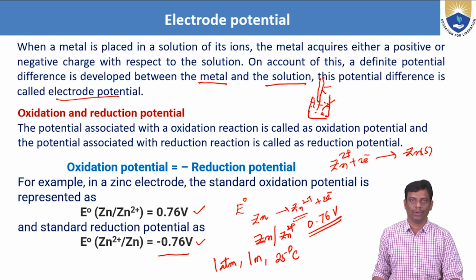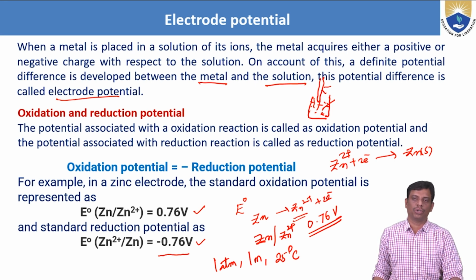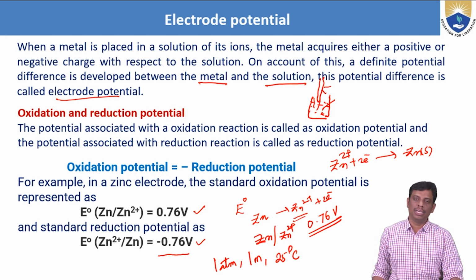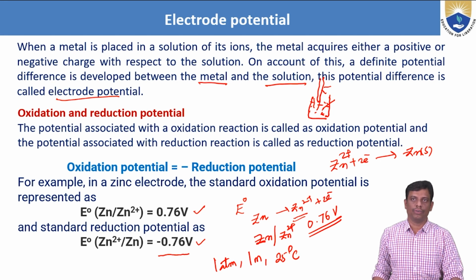This is the electrode potential, and we can distinguish it as either oxidation potential or reduction potential. If oxidation takes place, we call it the oxidation potential. If reduction takes place, we call it the reduction potential. Oxidation means loss of electrons, and the electrons are lost at the anode electrode. If atoms gain electrons at the electrode, that electrode acts as the cathode.